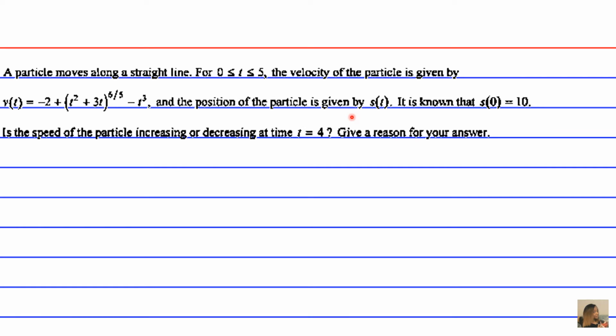All right, so this is what we're going to answer. Is the speed of the particle increasing or decreasing at time t = 4 units of time? And give a reason for your answer. A lot of people might think they know the answer straight away, but a lot of people forget to consider one additional factor. So a lot of you know how to solve this. Go ahead and I'll give you a moment to formulate your answer.